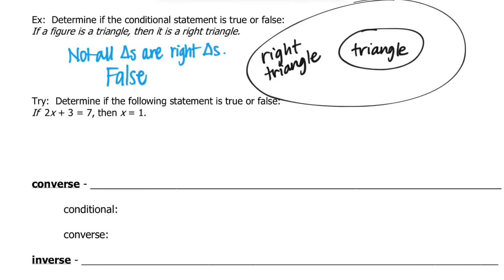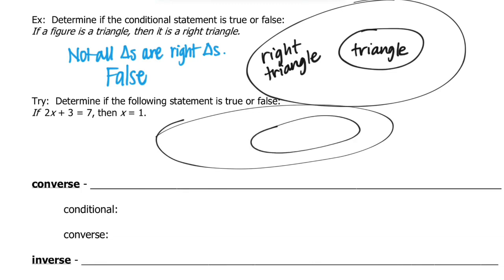Now the next one's a little bit harder. So determine if the following statement is true or false. If 2x plus 3 equals 7, then x equals 1. So this is where that Venn diagram might come in helpful. So what do we put in the smaller circle that's completely enclosed by the larger circle? Well, that's our if. If 2x plus 3 equals 7, then x equals 1. And that, I would say, is completely true.